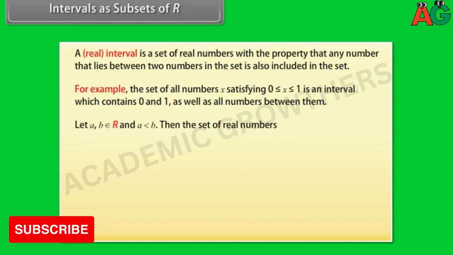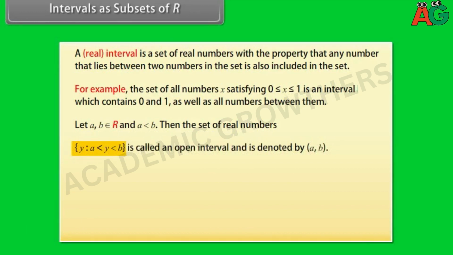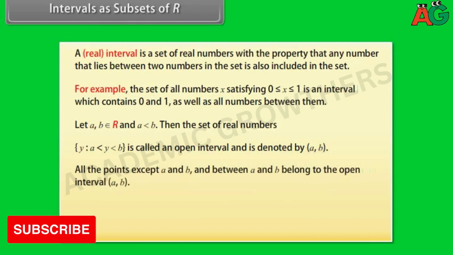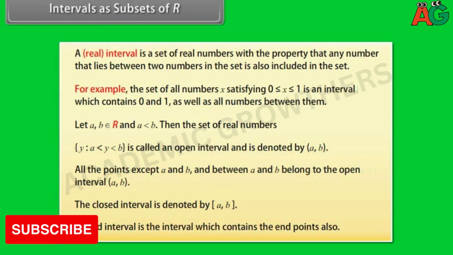Let a, b belong to R and a less than b. Then the set of real numbers y such that a is less than y is less than b is called an open interval and is denoted by (a, b). All the points except a and b and between a and b belong to the open interval (a, b). The closed interval is denoted by this symbol. Closed interval is the interval which contains the endpoints also.